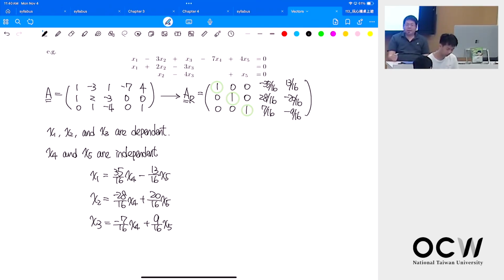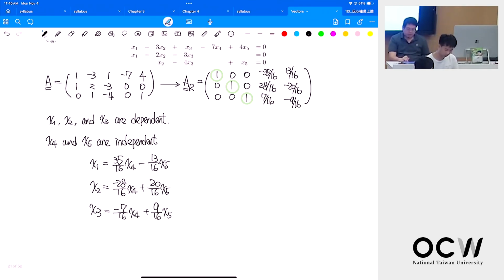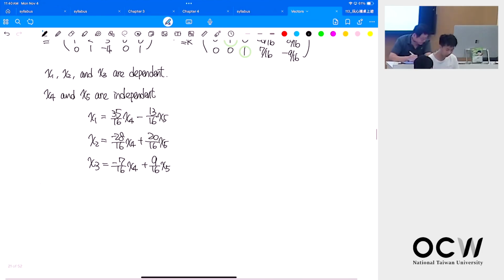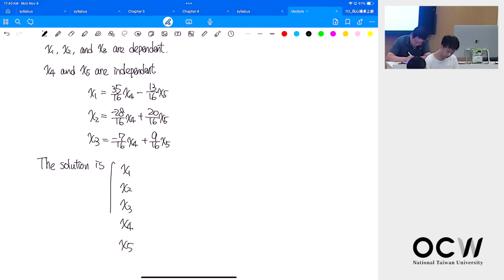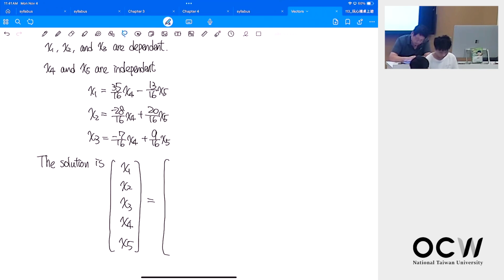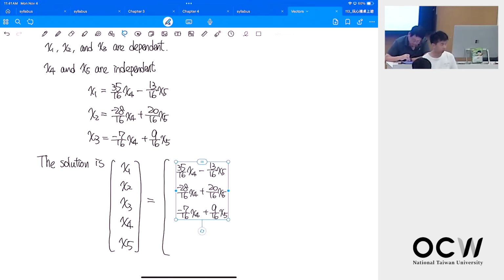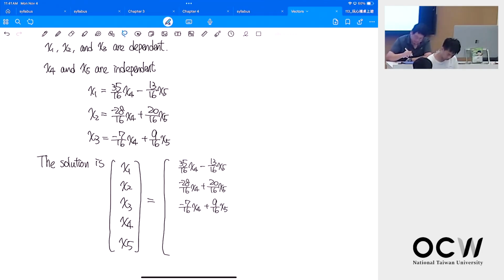Then we can express the solution. The solution will be all from x1 to x5. I can express this as the linear combination of x4 and x5. So the solution is x1, x2, x3, x4, and x5. What is x1? Copy and paste. We have x4 and x5. Okay.